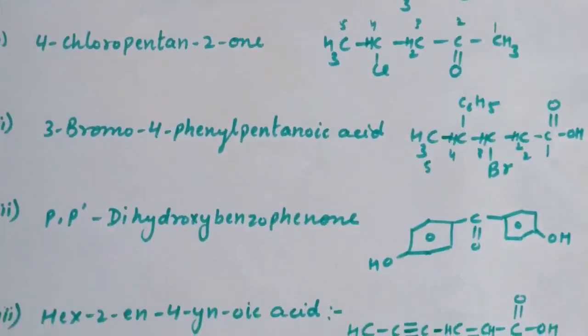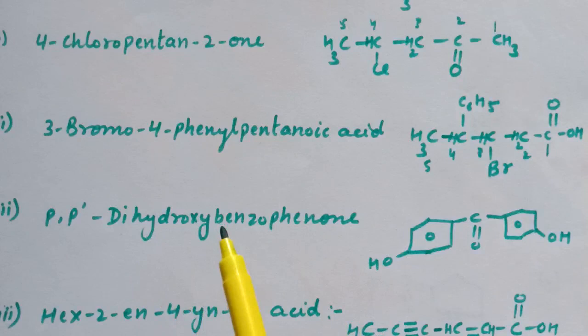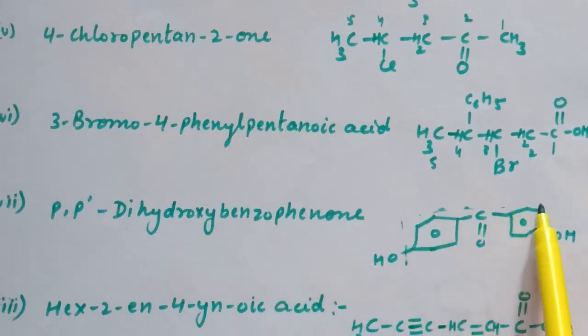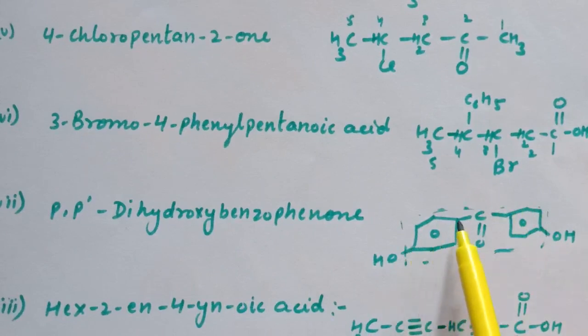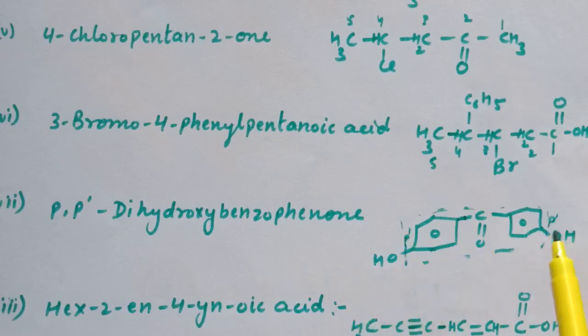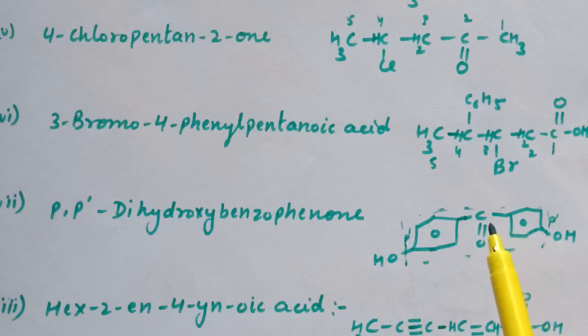Next is 7th, para-dihydroxybenzophenone. So this is the structure of benzophenone. With respect to this is the para position, and this is para dash. So here at para and para dash an OH group is there. So this is the structure of para-dihydroxybenzophenone.